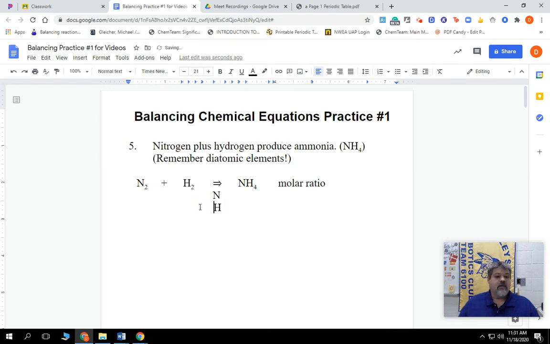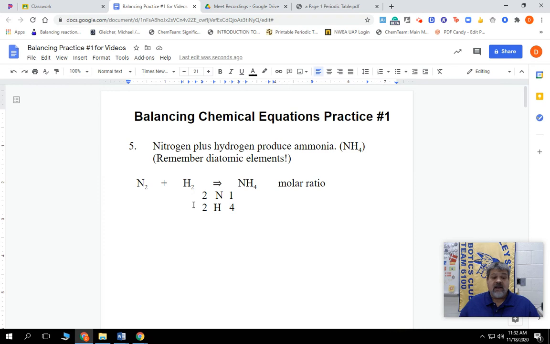Okay. So let's go ahead and put in the elements that we have. On this side, I have 2 nitrogens, and I have 2 hydrogens. On this side, we have 1 nitrogen and 4 hydrogens. Now, where did those come from? Well, here's the 2 for nitrogen, there's the 2 for hydrogen. I only have 1, the subscript, for the nitrogen, and for the hydrogen, there's 4. So that's where those numbers came from.